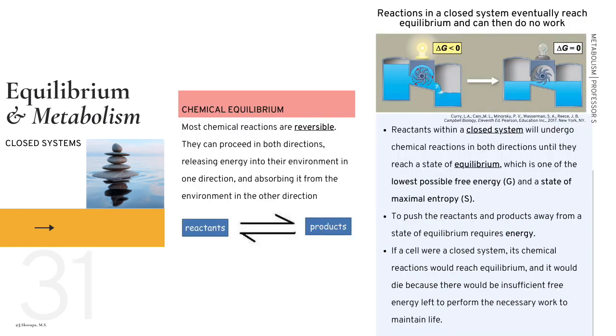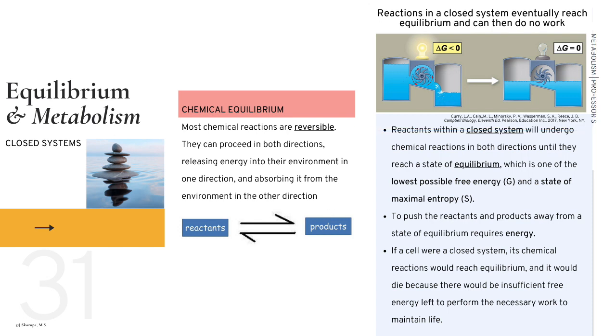Closed systems, also called isolated systems, are different. Reactions in a closed system eventually reach equilibrium and then they can do nothing. They can do no work. This has to do with chemical equilibrium. Most chemical reactions are actually reversible, so they can proceed in both directions. In one direction, they would be releasing energy into their environment, and in the other, they would be absorbing energy from the environment. Look at the picture of the closed hydroelectric system.